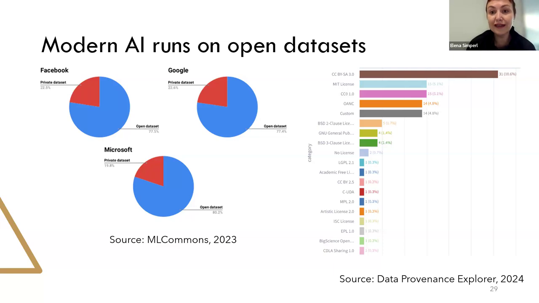On the right-hand side, I'm quoting an initiative called the Data Provenance Explorer, which among other things has looked at the different types of licenses available in AI data sets as well. Next slide.